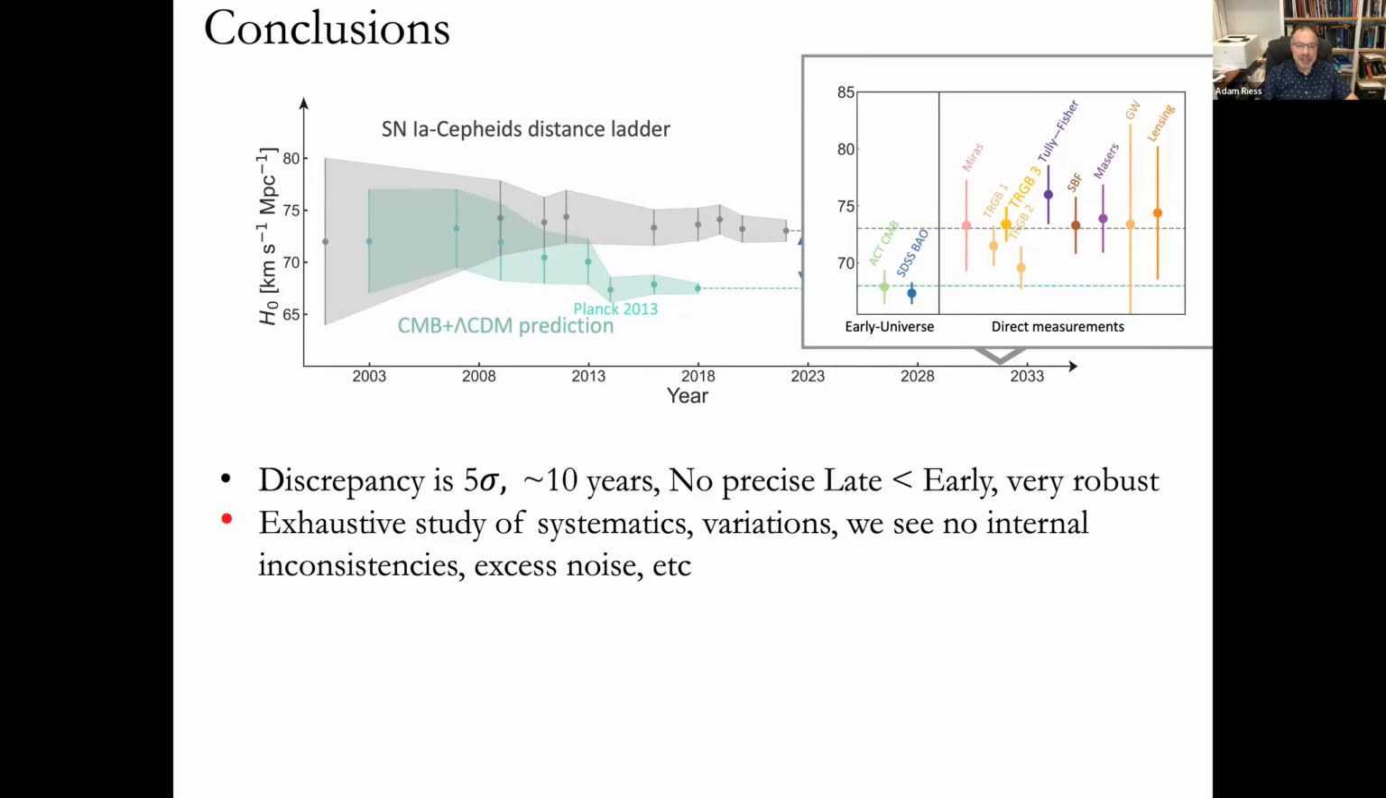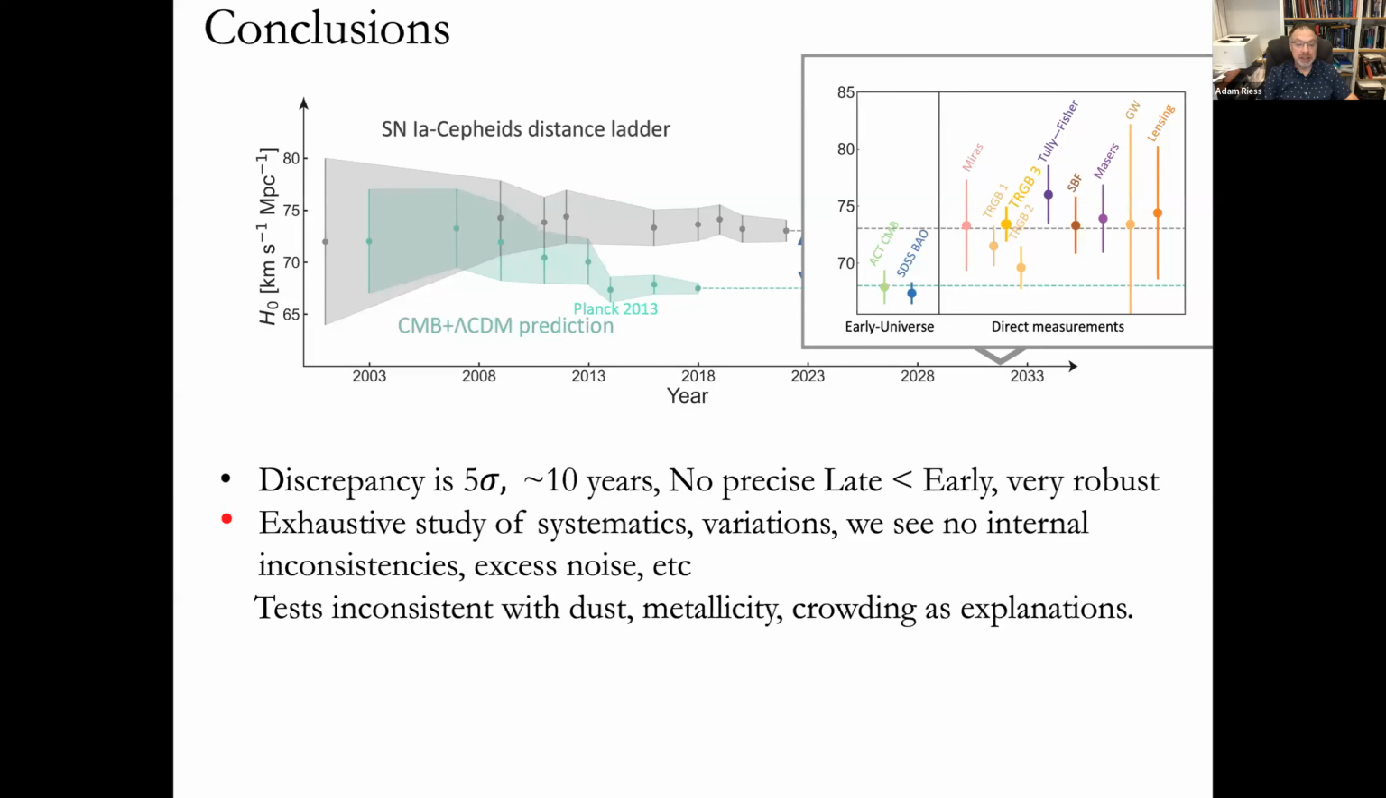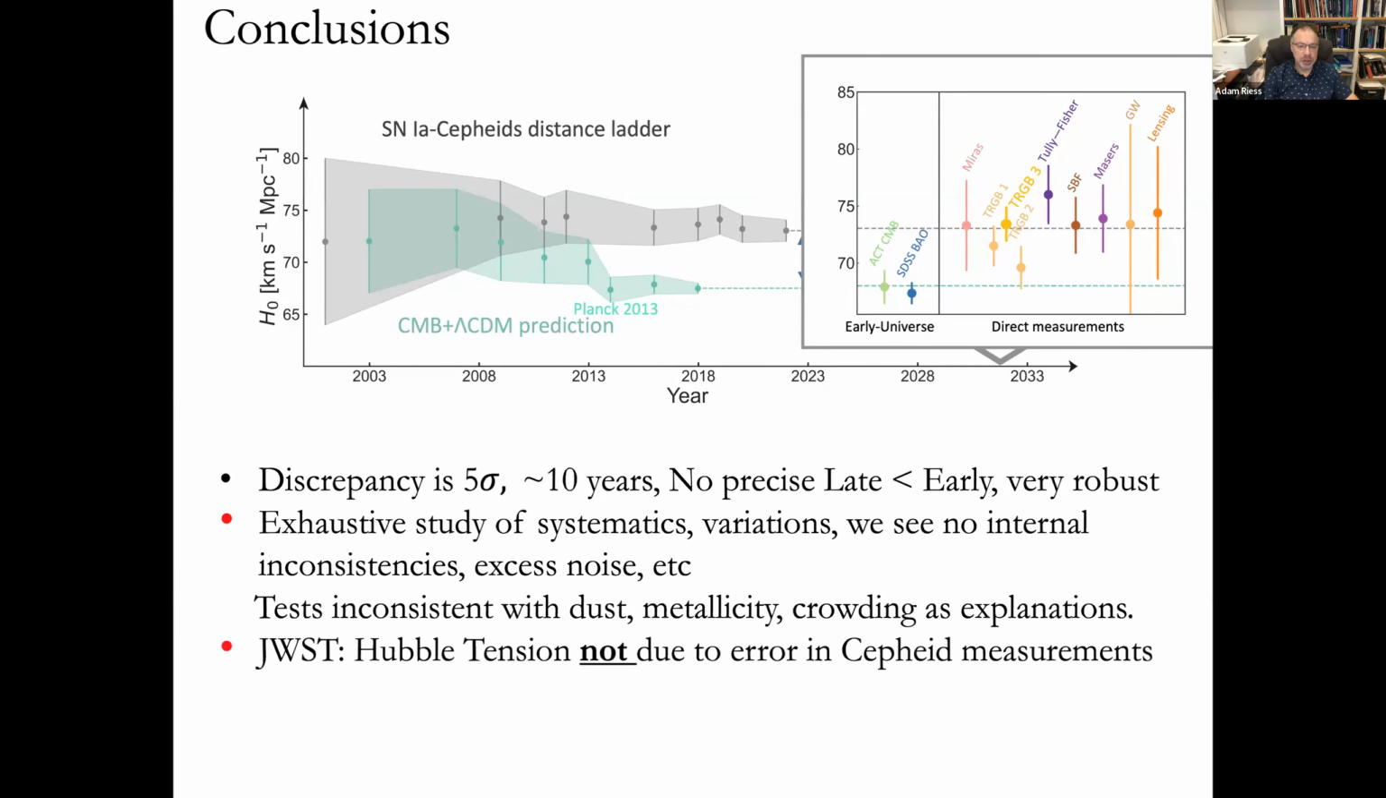We have gone through an exhaustive set of studies of systematics, variations. We don't see any internal inconsistencies or excess noise, particularly tests that have focused on hypotheses in the past about dust or metallicity or crowding as explanations seem strongly ruled out. And again, I direct you to the spreadsheet that Dylan showed. We conclude based on the JWST data that the Hubble tension is not due to errors in Cepheid measurements.